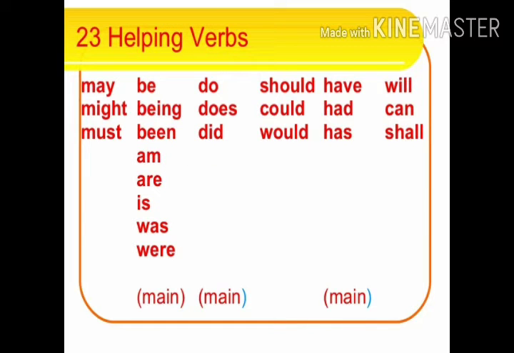There are 23 helping verbs: may, might, must, be, being, been, am, are, is, was, were, do, does, did, should, could, would, have, had, has, will, can, shall. So these are the helping verbs. But sometimes be, being, been, am, are, is, was, were act as a main verb. And also do, does, did, have, had, has. These also sometimes act as a main verb.